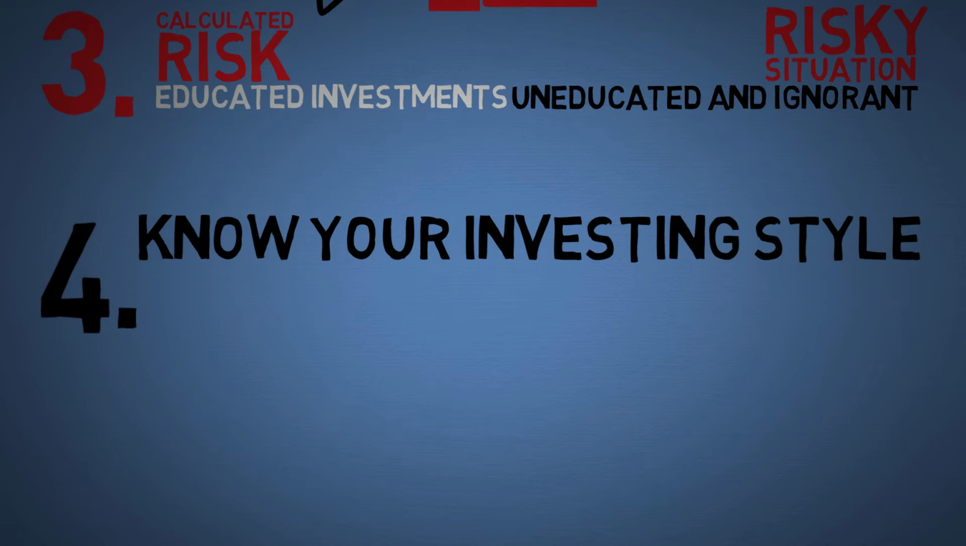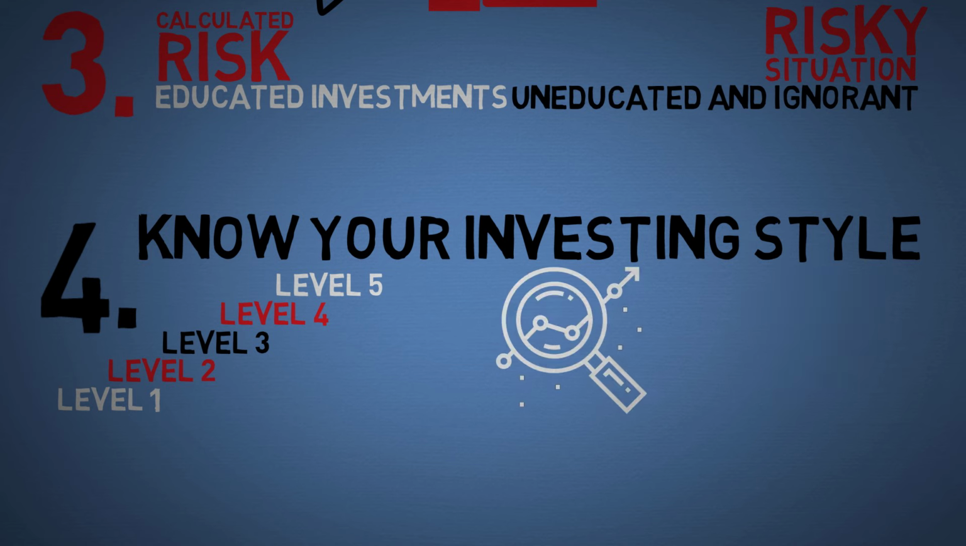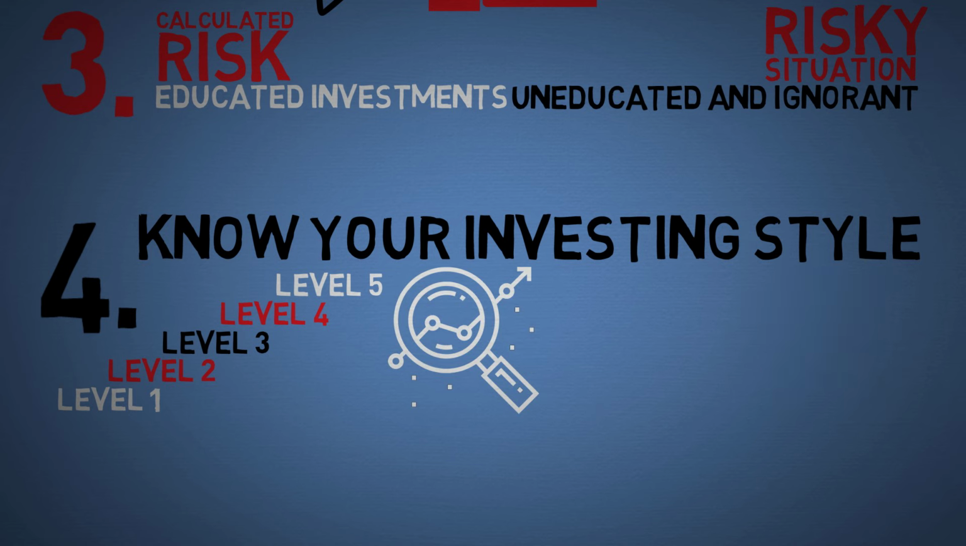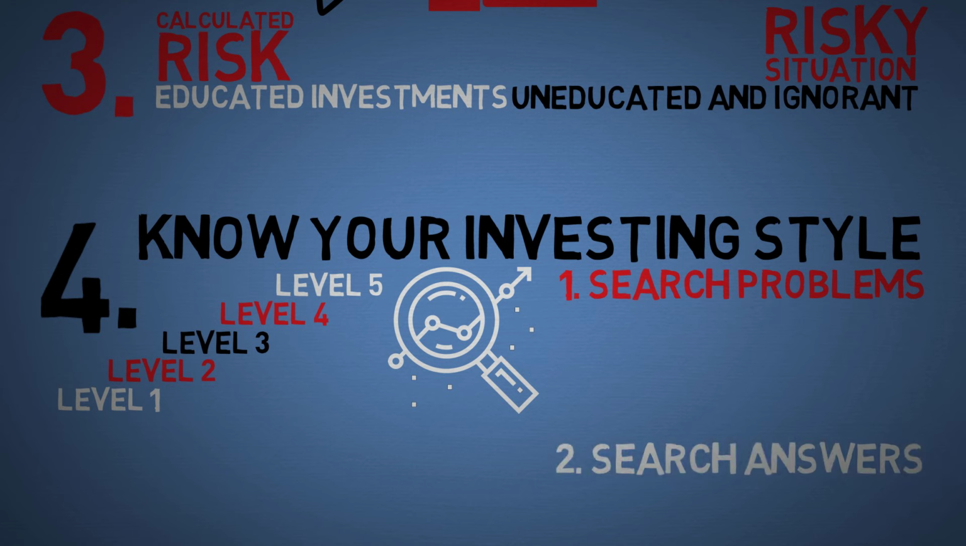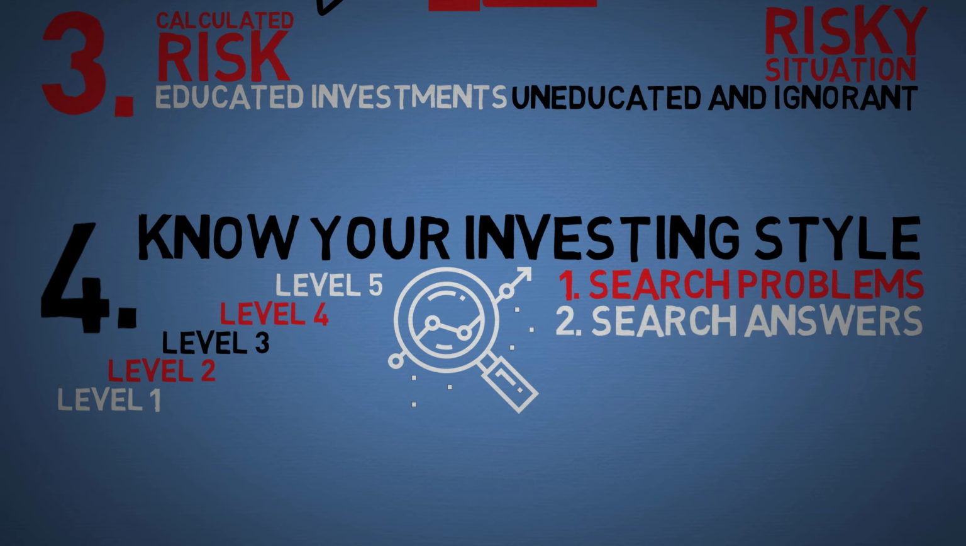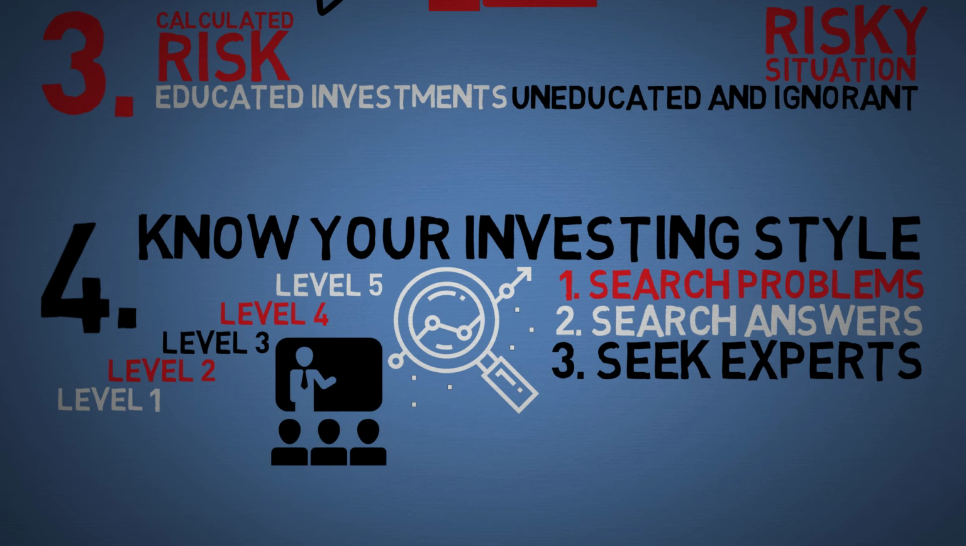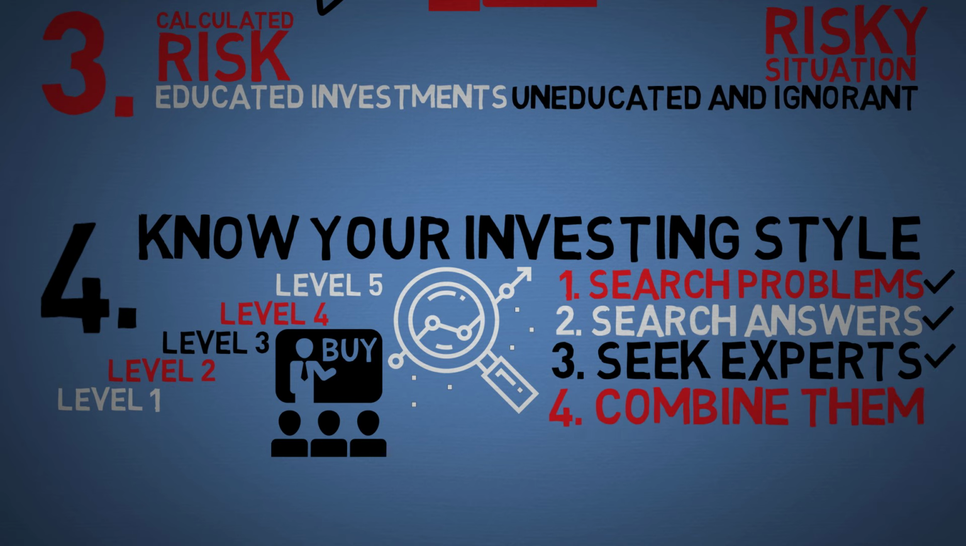Next up, know what kind of investor you are. Firstly, you need to know whether you work on level 1, 2, 3, 4 or 5. And secondly, you need to analyze your strategy. There are 3 types of investors. Type 1 searches for problems. The second type has problems and is looking for solutions and answers. The final and third investor is looking for an expert. He's not thinking his decision through. He's not facing specific problems. He consults an expert straight away and takes his advice as the holy grail. All of these have their place, and the best thing is to combine them in order to maximize the results.